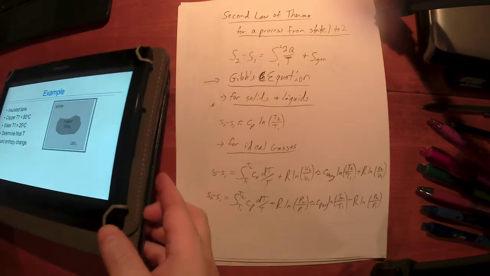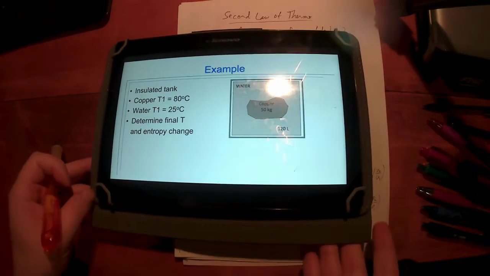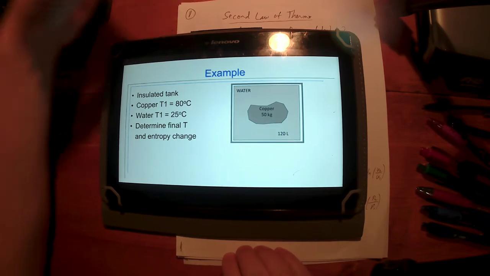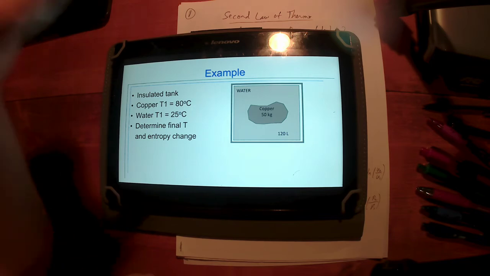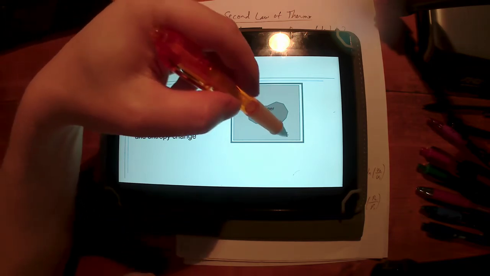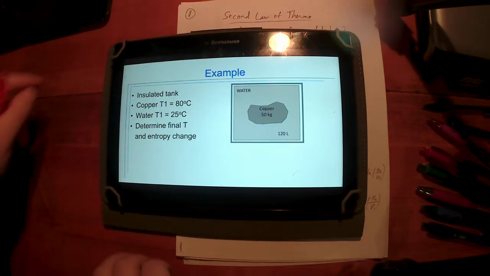This one says that I've got an insulated tank, and we've put a hot piece of copper into the tank. So the copper is going to start out at 80 degrees C. That's pretty warm. And the water is going to start out at 25 degrees C. We want to know the final temperature, and we want to know the total entropy change. Now, they told us I've got 50 kilograms of copper dropped into 120 liters of water.